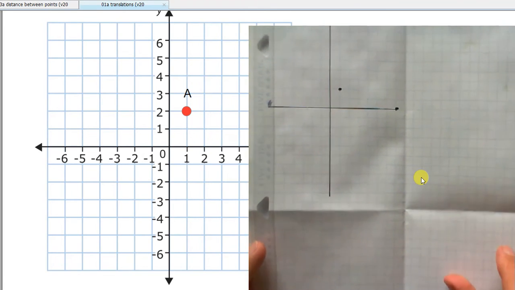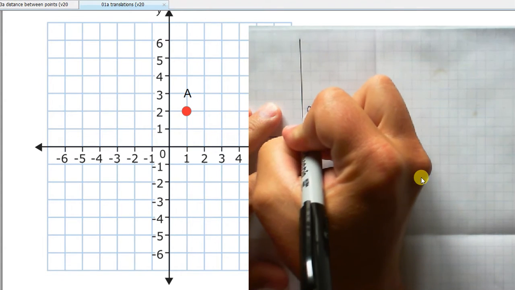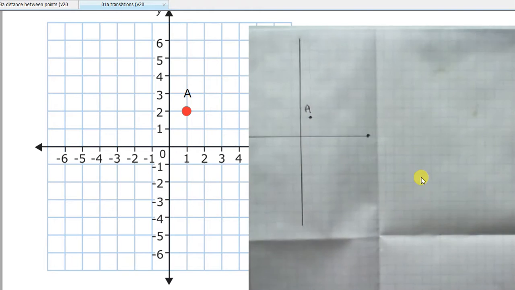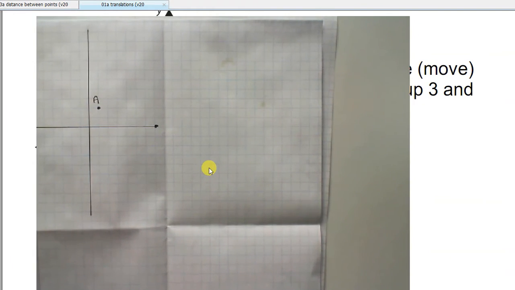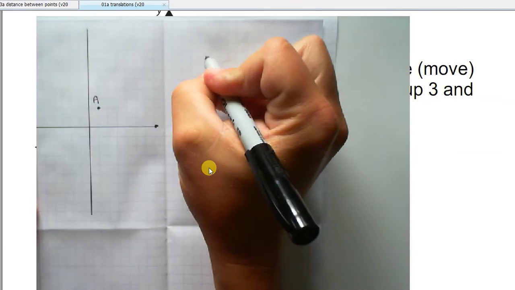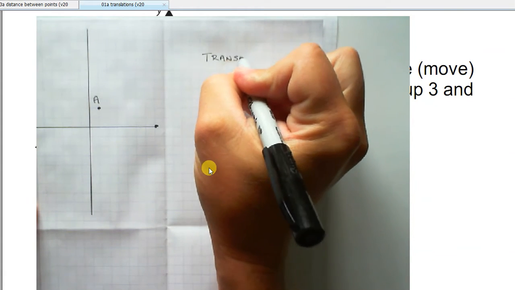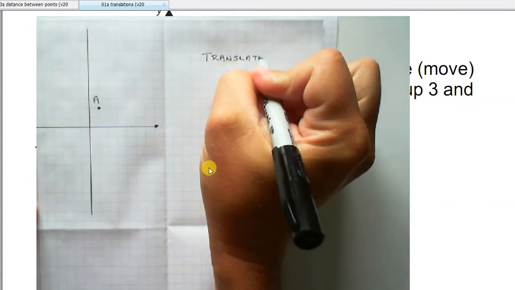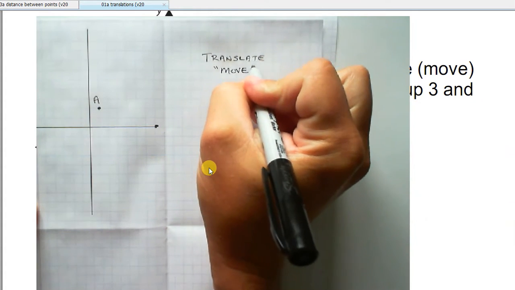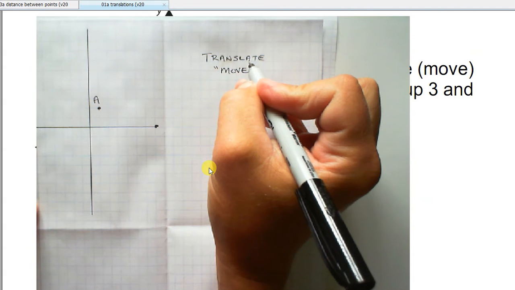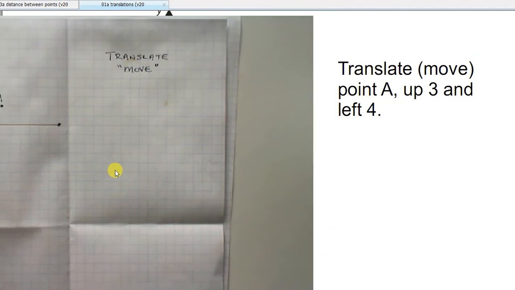We're going to translate this. So this is point A. And how are we going to translate this? We're going to translate it up 3 and left 4. So in this box we're going to write translate, which is a fancy word for move, up 3 and left 4.